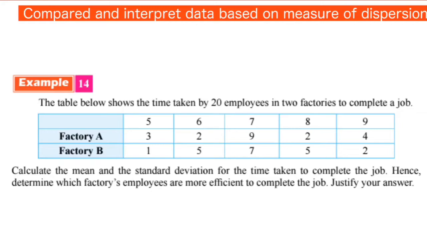So, for a question like this, the first step is you need to find the mean for factory A and factory B. And second, you need to find the standard deviation for factory A and factory B. And then, based on the standard deviation, you will have to make a conclusion. The smaller the standard deviation, the more consistent the data is. So we will pick the smaller standard deviation to make a conclusion.